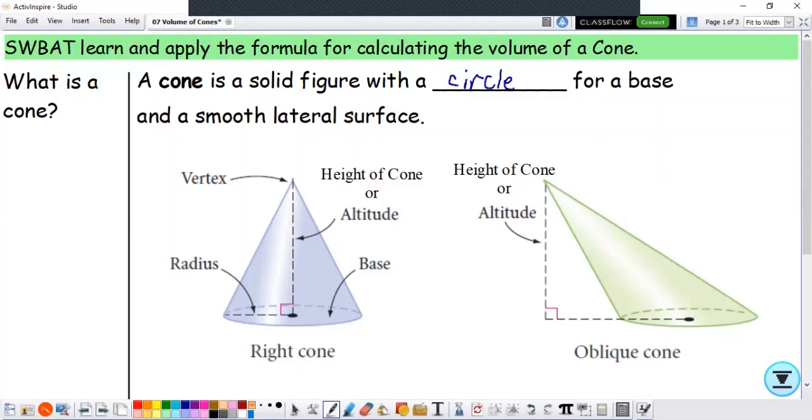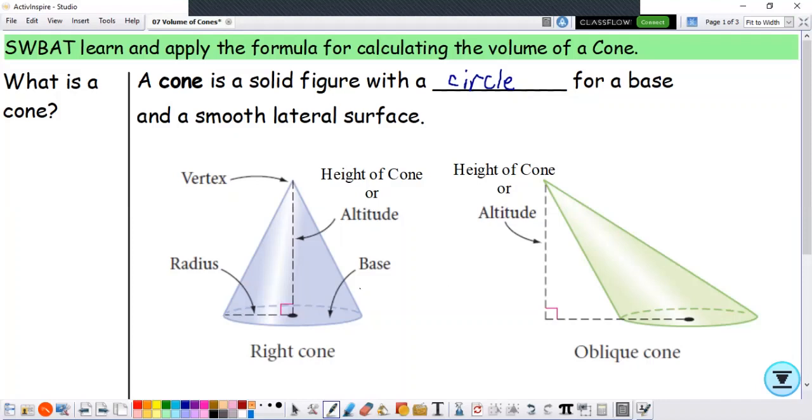It still has a vertex like a pyramid, and it still has an altitude or a height like a pyramid going from the vertex perpendicular down to the base. So in those regards, it's very similar to a pyramid. With a circle, we have a radius, which is going to be the distance from the center of the base to a point on the edge of the circle.